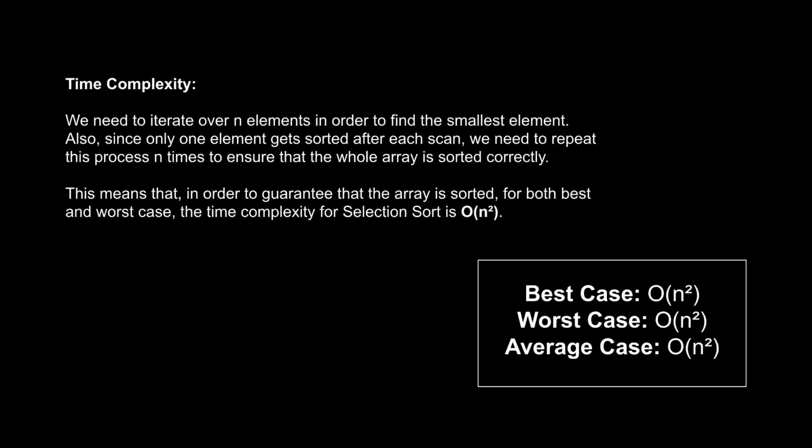Alright, now that we understand selection sort visually, and we've looked at its pseudocode, let's quickly take a look at the time complexity of selection sort. Since we need to iterate over n elements in order to find the smallest element of the unsorted part, and since we need to repeat this process n times in order to guarantee that the entire array is sorted correctly, we know that the time complexity for selection sort is O of n squared. And this is the same for best, worst, and average case.